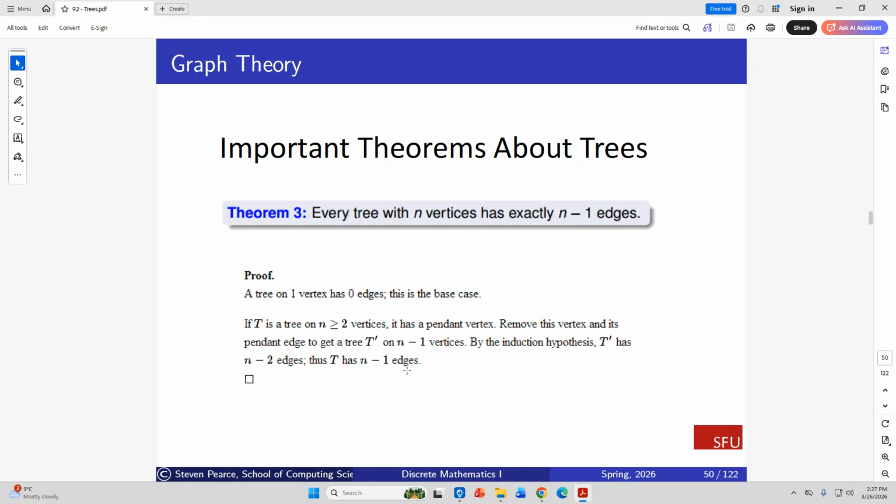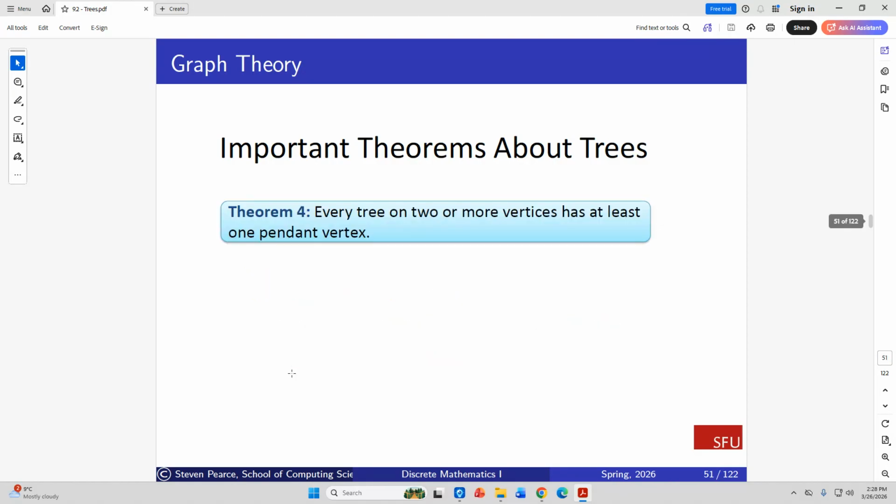Okay, so that is a very, very basic proof by induction. You start off with the base case, and then you make the assumption, that's the inductive hypothesis, and then you prove that you can get to the next leg in the ladder of the induction process. Okay, that's a very good example.